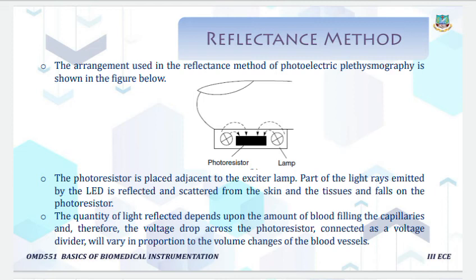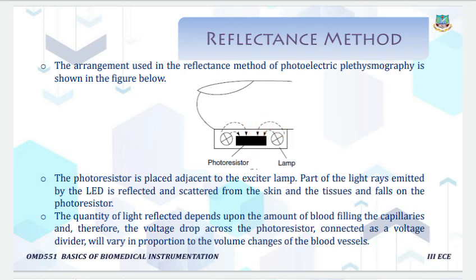In this reflectance method, we are placing the photoresistor and lamp nearby. The light rays are emitted by the LEDs, reflected and scattered from the skin and the tissues, and fall onto the photoresistor. From this lamp, the light will pass on to this photoresistor.